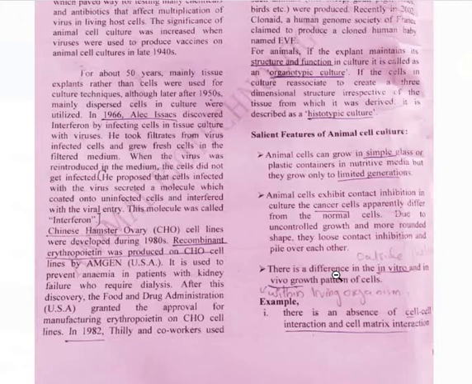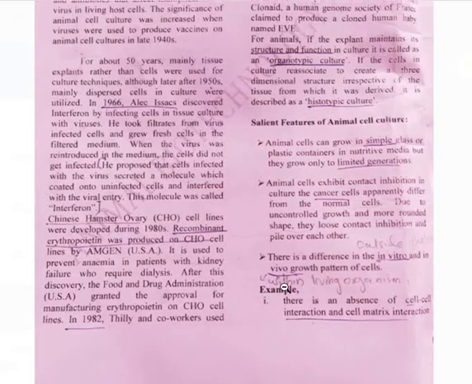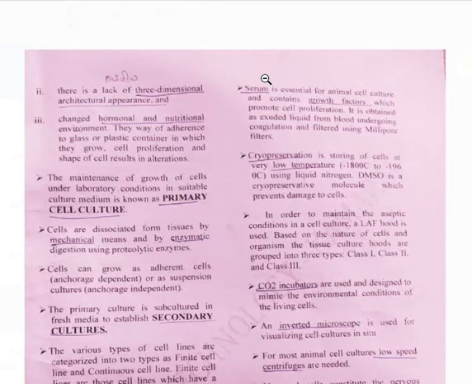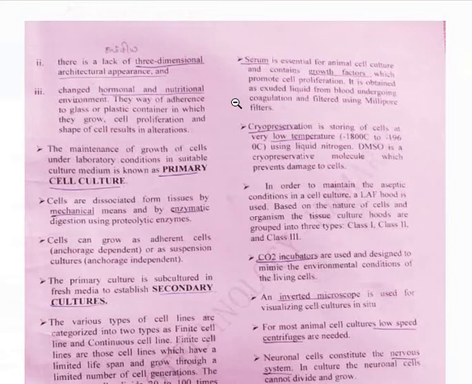For example, if there is cell to cell interaction and cell to matrix interaction, that is normal development of cells. But if it is not there, then you can go for the secondary cell culture. Also, there can be a lack of three-dimensional architectural appearance; animal cells should have a 3D architecture. And also changes in hormonal or nutritional conditions.